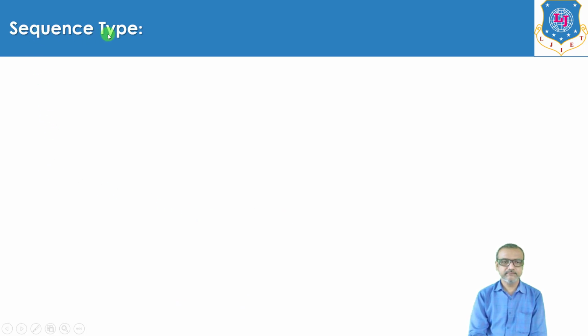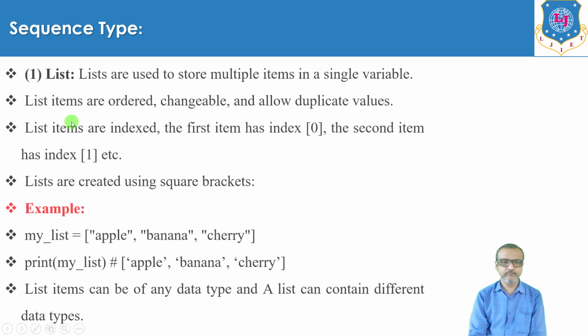Now we will see sequence data types. The first sequence data type is list. First of all, we will see what a list is. Lists are used to store multiple items in a single variable. List items are ordered. What is the meaning of ordered? If you write number 1 and then number 3, then in the output it will show first number 1 and then number 3. So this is the meaning of ordered. Then, changeable: you can change the contents of the list, and it allows duplicate values.